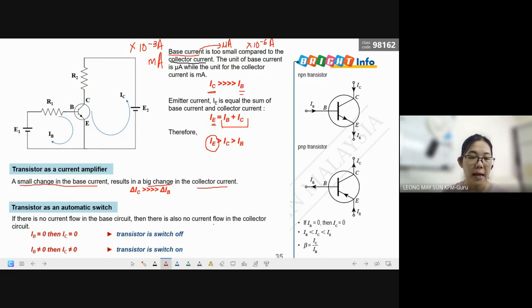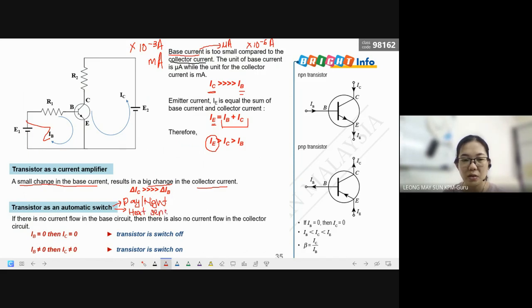Now, the transistor as an automatic switch will be determined based on the base circuit. The automatic switch has two that we are talking about. One, whether it is daytime or nighttime, which is almost similar to our solar sensor. Another one is our heat sensor.